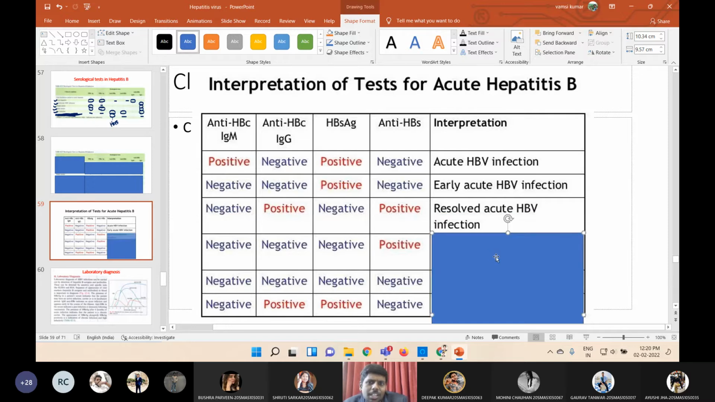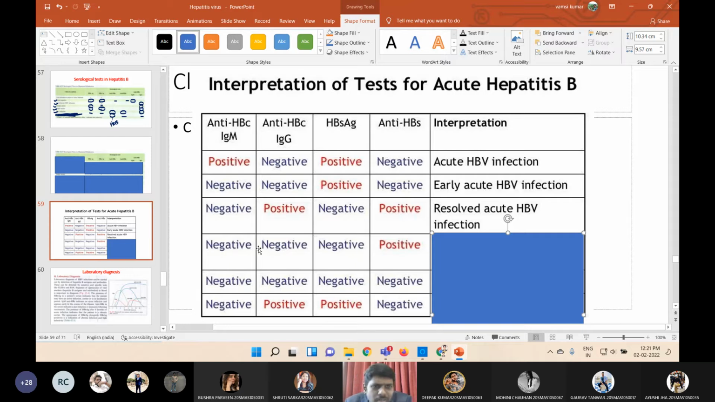See, resolved acute hepatitis B infection. Why, sir? Because in past infection, surface and envelope antibodies are both present with the IgG core antibody. And why are they saying acute resolved? That means past acute HBV infection. Maybe because of the presence of core IgG only. Actually, this is past infection only. Leave it. This is past infection.